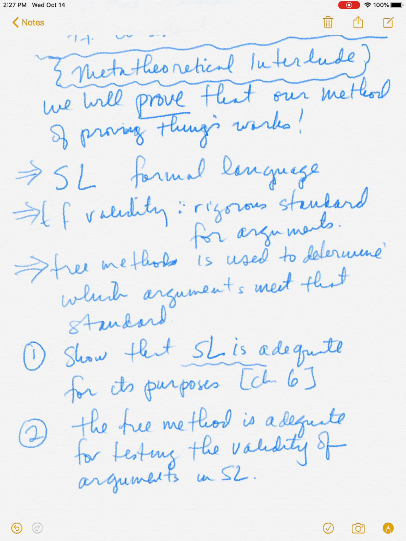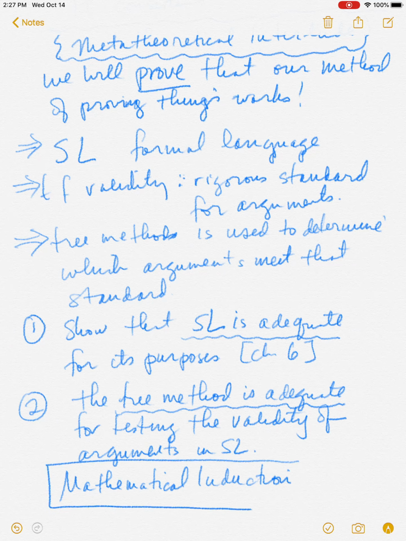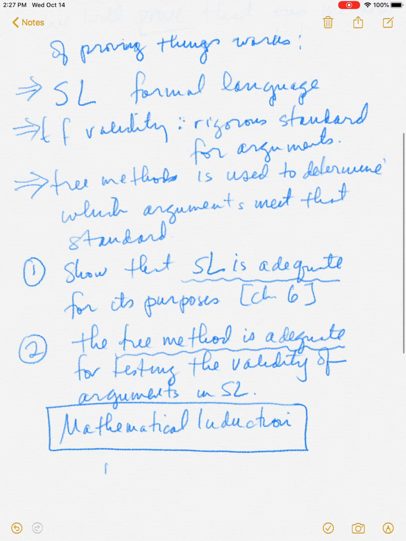We're going to say something about the adequacy of SL, and we're going to show that the tree method is adequate. Okay. In order to prove these things, we're going to need a proof technique. And that proof technique is called mathematical induction. And I would guess that almost everybody in the class, this is something brand new. Okay, so this is a proof technique. It's a way of proving things.